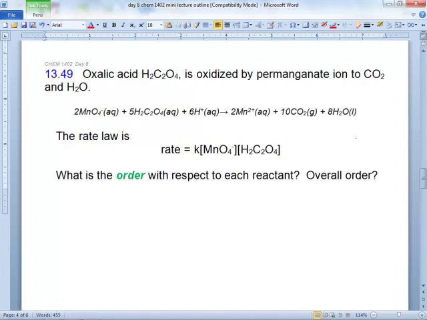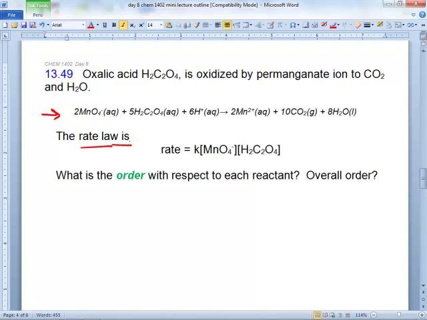Okay, oxalic acid is oxidized by permanganate to carbon dioxide and water. Here's our nice balanced reaction, right? And they said, here's the rate law. All the work is done. This is the rate law, except they didn't give us a K. I don't know why, but they didn't.